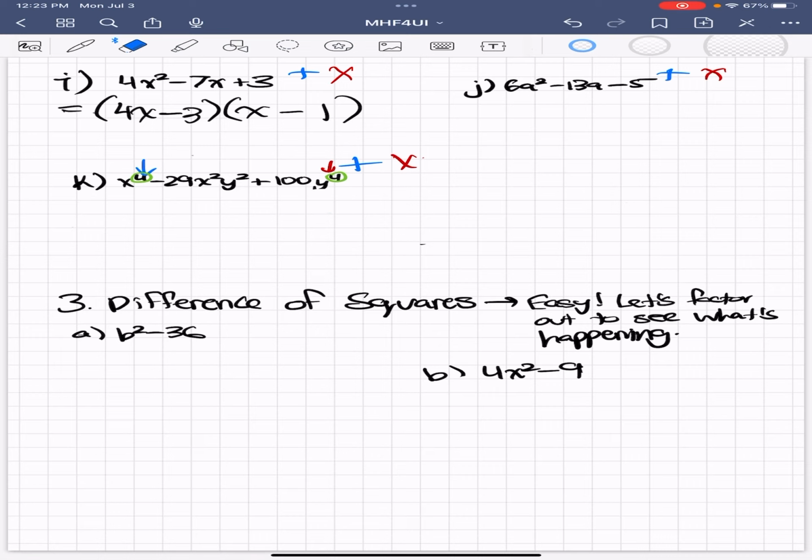Four x multiplied by x is 4x squared. 4x multiplied by negative 1 is negative 4x. Add negative 3x to that, it's negative 7. And then multiply negative 3 by negative 1 is positive 3. What numbers add to negative 13 and multiply to negative 5? And also a tricky trinomial.